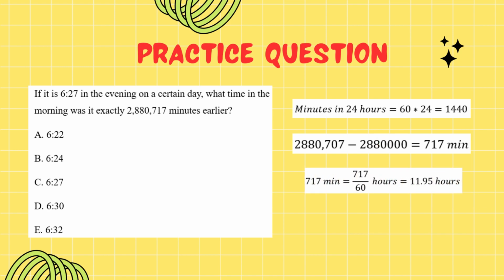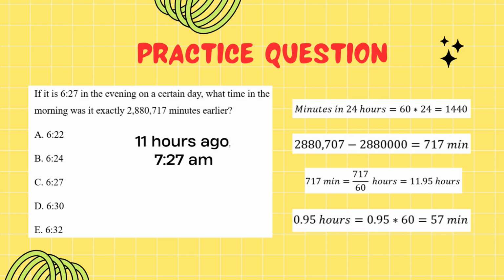So convert this minutes into hours. Now convert this 0.95 hours into minutes, which comes out to be 57 minutes. So 11 hours ago time would be 7:27 am. And an additional 57 minutes ago time would be 6:30 am. So the right answer is option D.